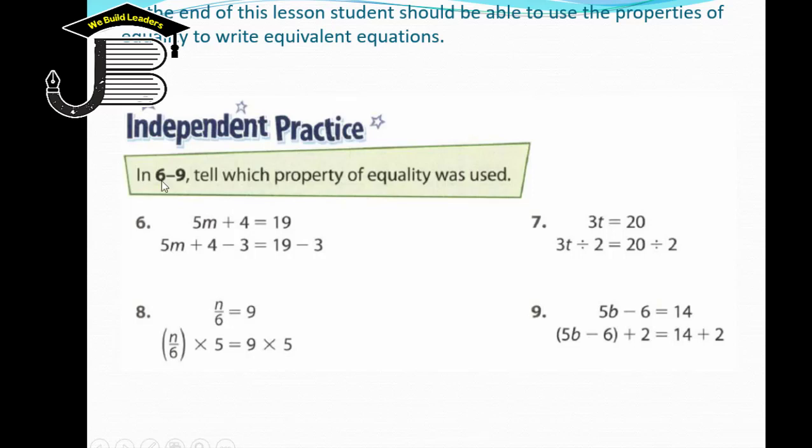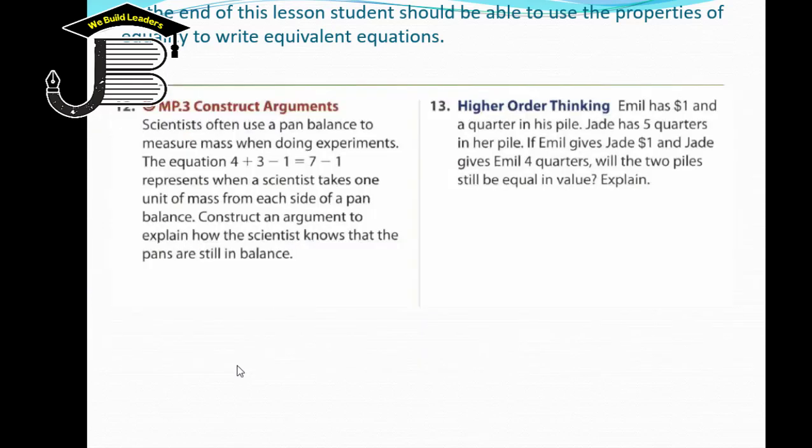Here, for questions 6 to 9, tell which property of equality was used. Let me take number 7 for example. 3t equals 20. 3t divided by 2 equals 20 divided by 2. I divided both sides of the equality by what? By 2. So both sides of the equality were divided by 2, the same amount. So it's division. Here, both sides were multiplied by 5, so it's the multiplication property of equality.